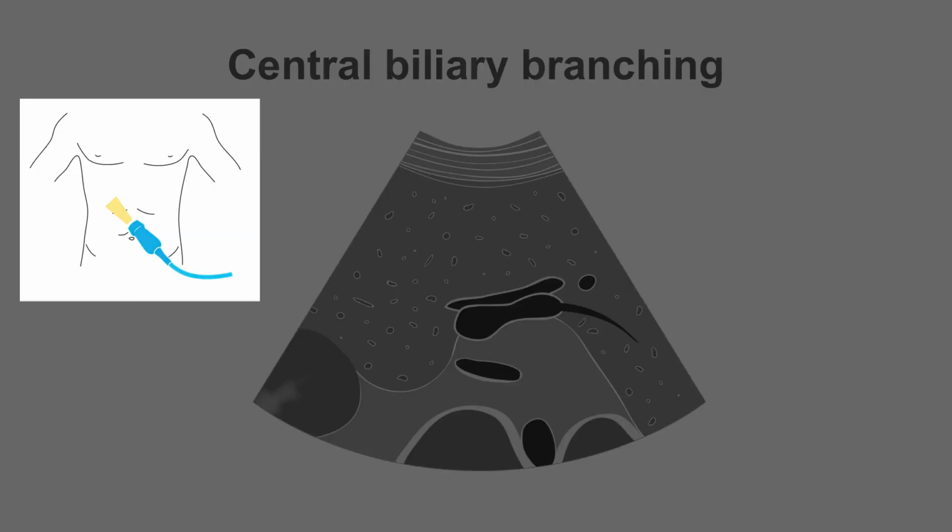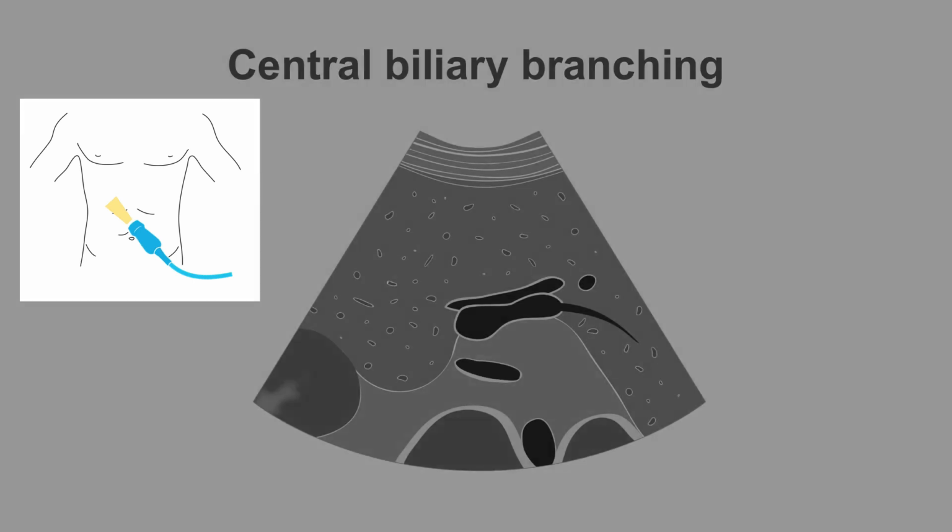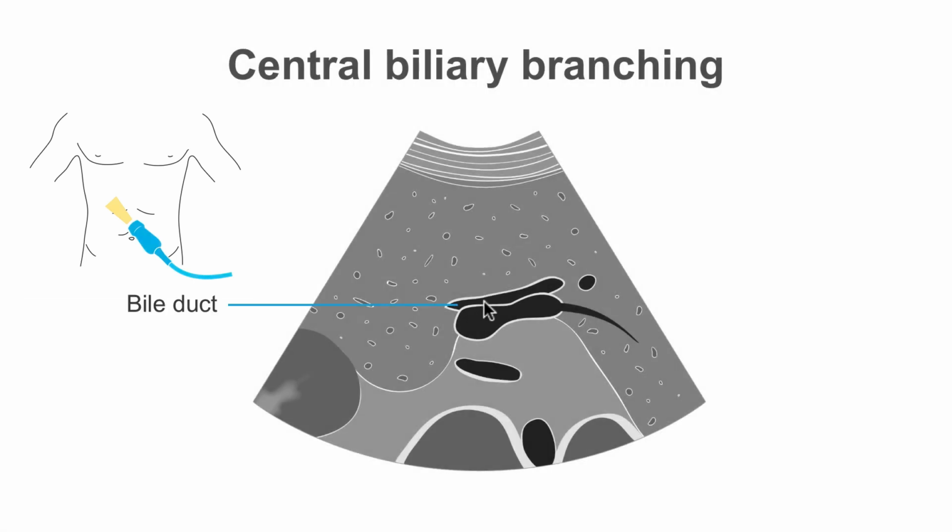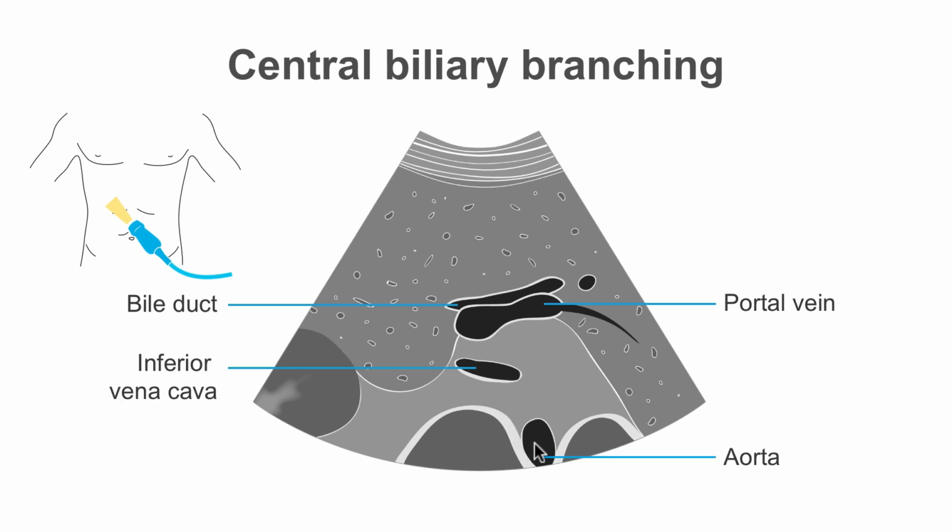If we scan in a cross-section over the center of the liver and we angle the probe to 45 degrees to the cross-section of the body, we can see the jumping stag sign. We can see the bile duct riding atop of the portal vein branching, also known as the central biliary branching here. And we see the aorta, the inferior vena cava, the vertebral column, and the right kidney.